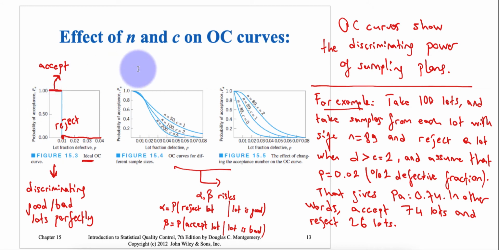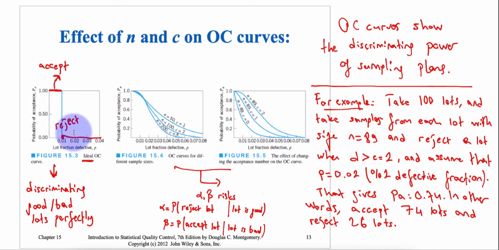But because we are sampling, we have some risks. We can have some errors. That's why this ideal curve will not be our case in the acceptance sampling plan. These will be our case. This ideal OC curve can be obtained by 100% inspection with error-free inspection. We can get this kind of OC curve, but in acceptance sampling we cannot.